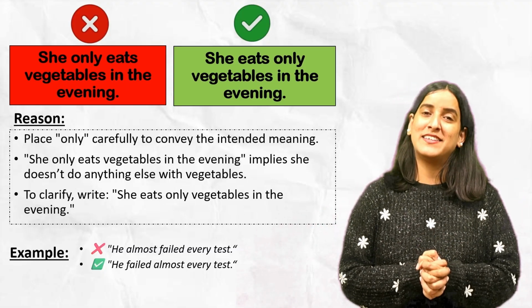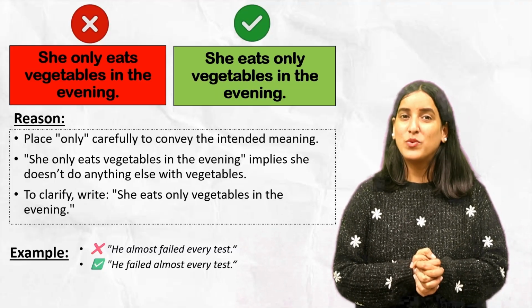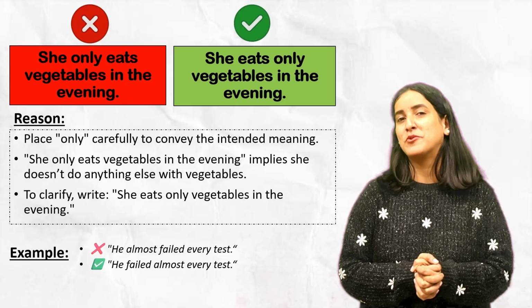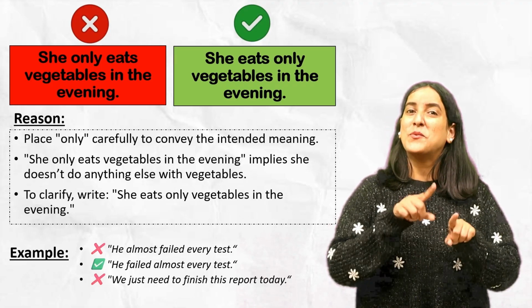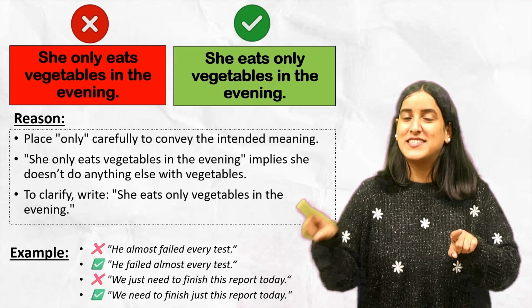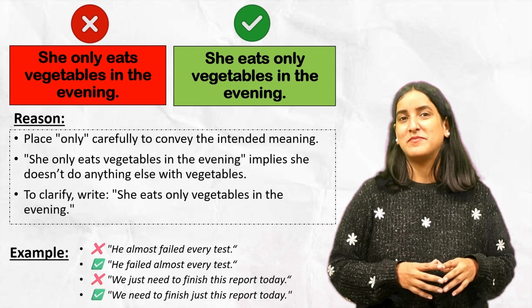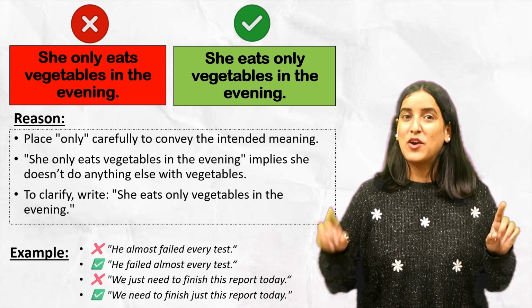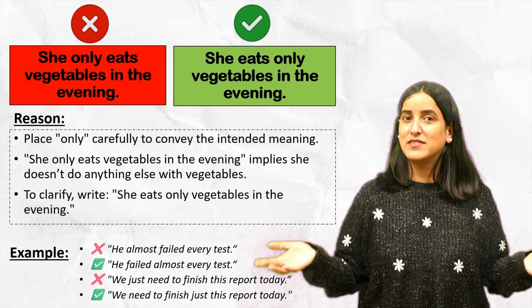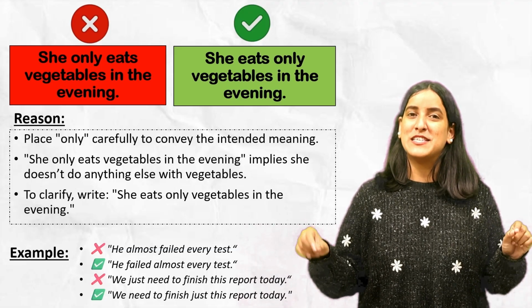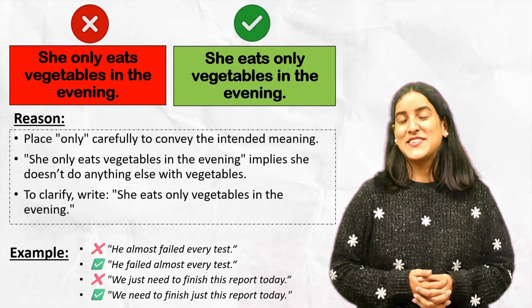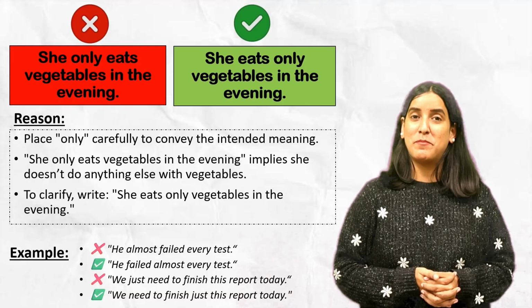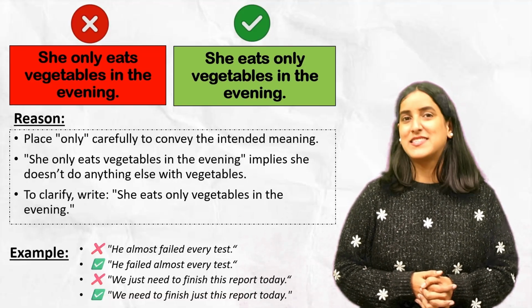Let's have a look at another example. We just need to finish this report today. We just need to finish this report today. Now, we need to finish just this report today. What's the difference? The first sentence might imply only today is important, but the correction focuses on finishing the specific report today, right? So that's how the meaning changes by placing the words differently.